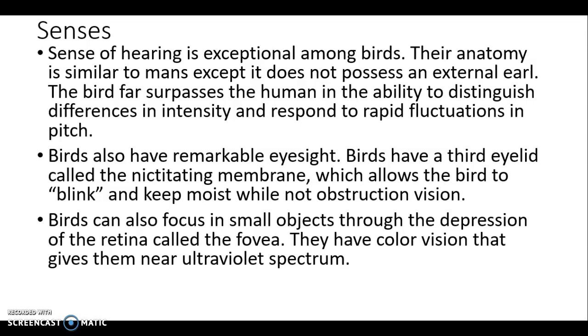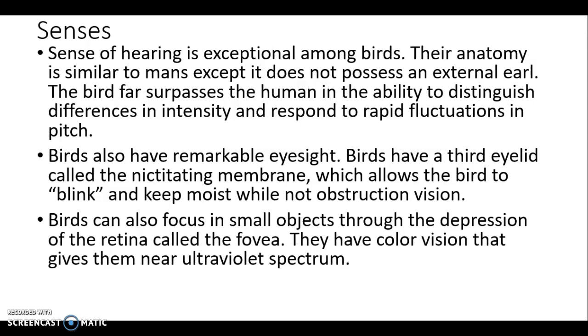So let's talk about the sense of hearing for a minute. On something like the owl, their sense of hearing is so intense that some owls can actually hear critters underground. Instead of seeing them, they can hear them and know where they need to drop to try to grab something.